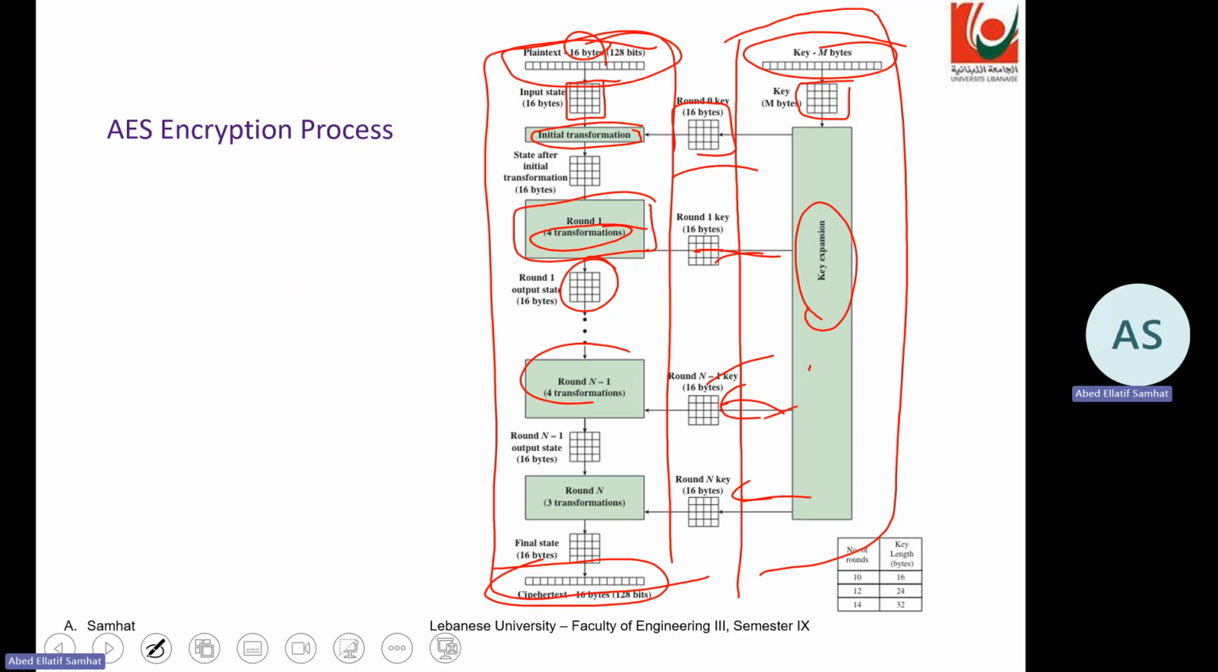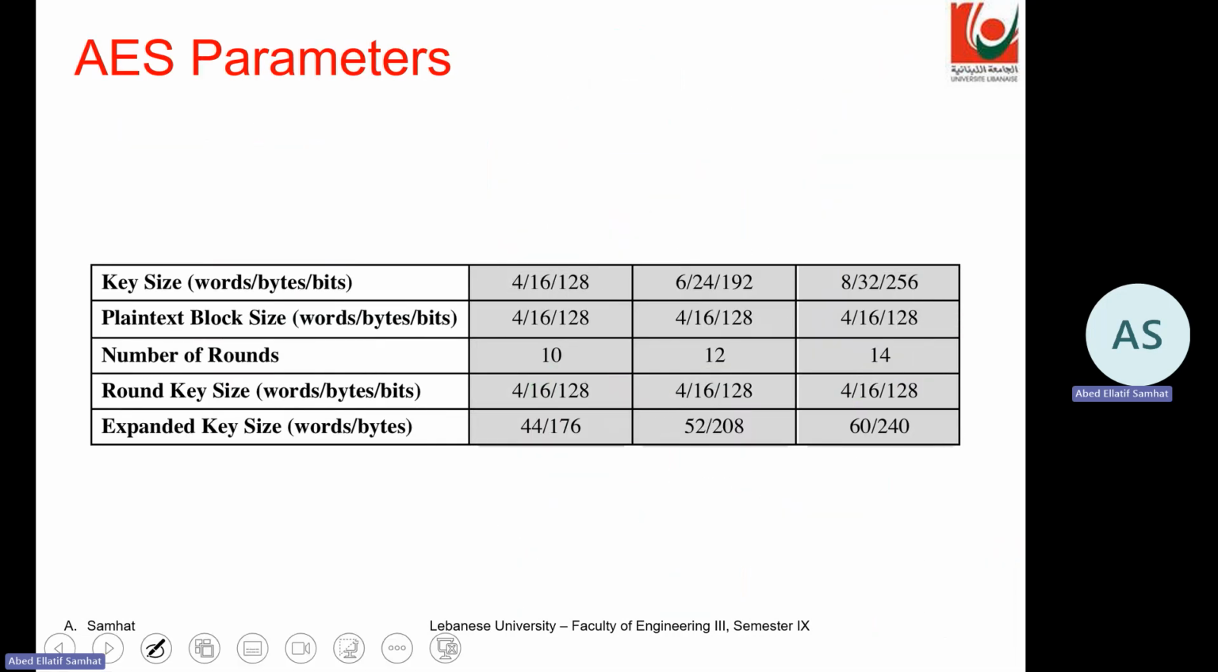different rounds. And typically, if you are using, for example, 10 rounds, the key length is 16 bytes, which is 128 bits. If you want to use 12 rounds, this means that you have 192 bits as a key. If you are using 14 rounds, this means that the key size is 256 bits. Okay, so those are typically the values for the Advanced Encryption Standard. Okay, so those are the parameters.